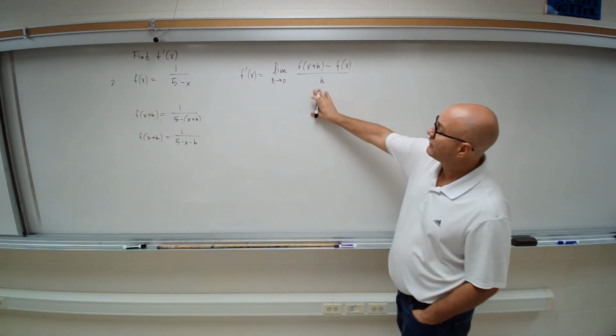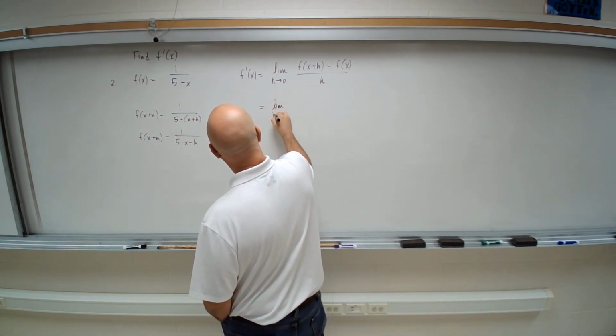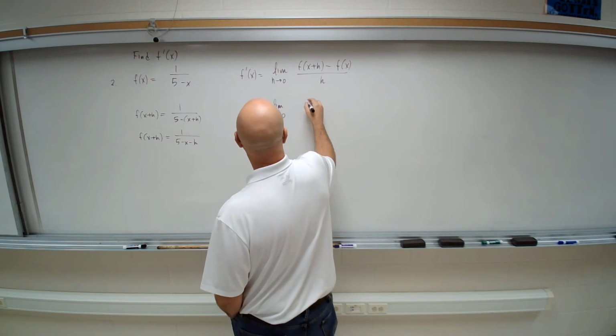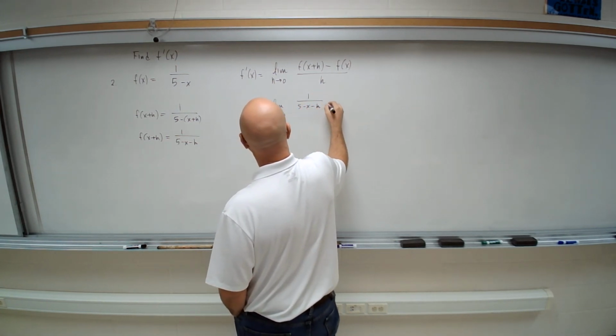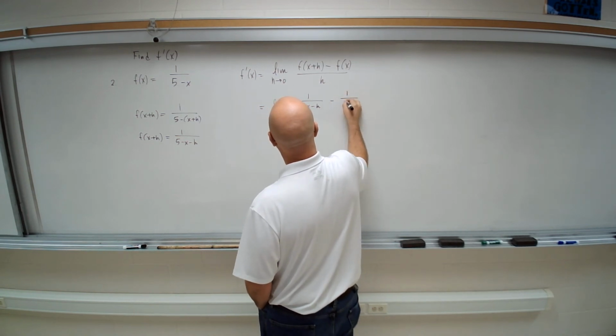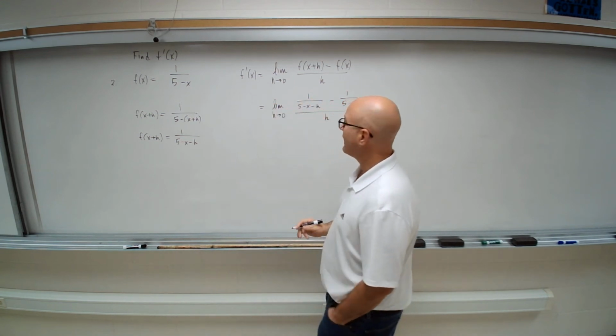So if I go ahead and plug into here, again, the limit as h approaches 0 of 1 over (5 minus x minus h), minus 1 over (5 minus x), all over h.